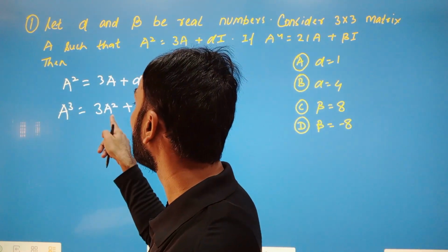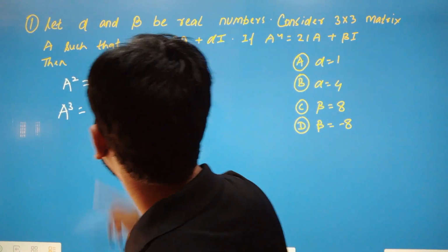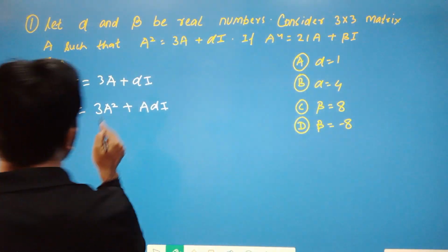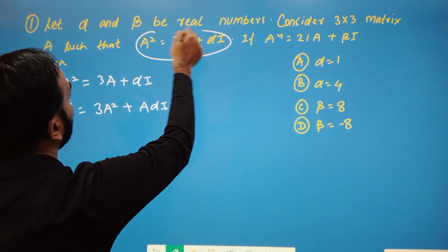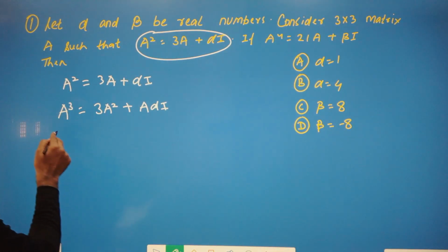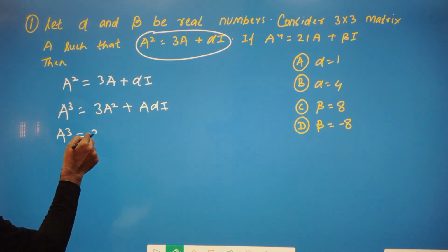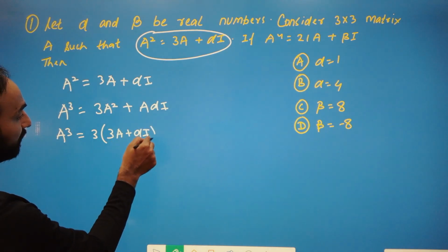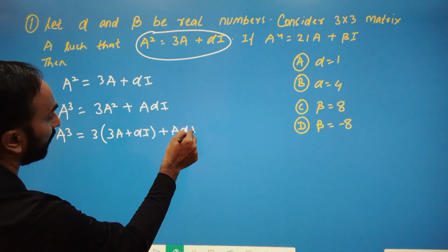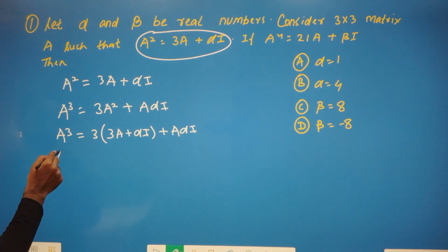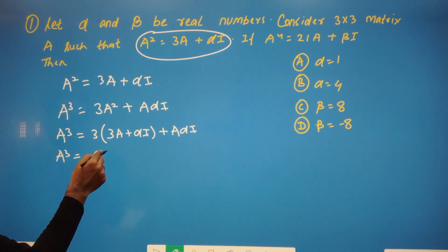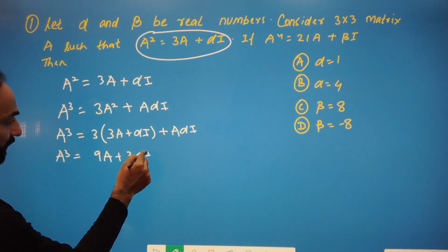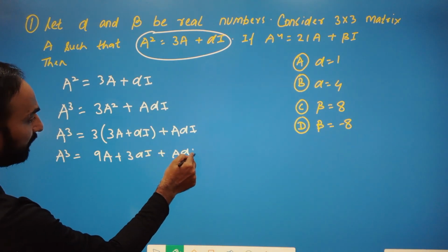Now in this step, I can see that here it is A square. A square can be replaced by 3A plus alpha I, right? So I can replace A square with 3A plus alpha I, and this will remain similar, right? Now I can write it as 3 3s are 9A plus 3 alpha I, right? And this is A alpha I.